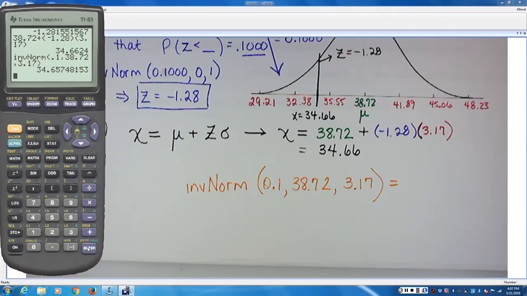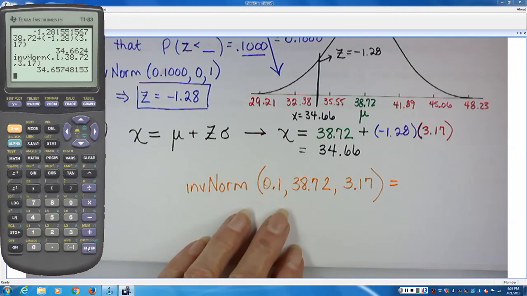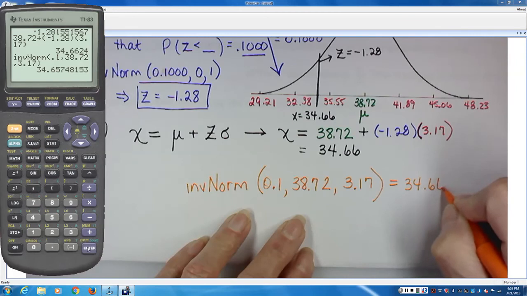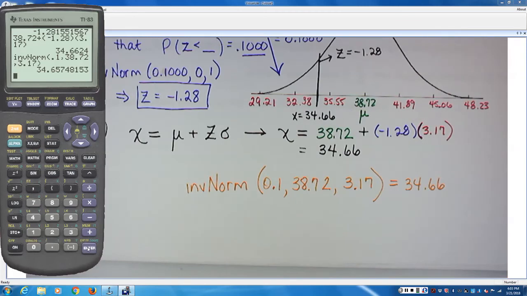And if I'm rounding, remember, I rounded off my z-score earlier, so the answers are not perfectly in agreement. But if I round 34.657, I'm going to get 34.66. So that is going to be the same exact thing.